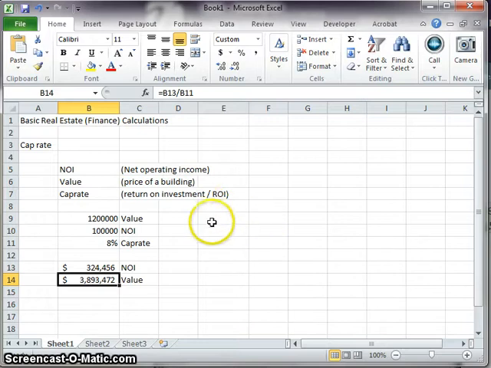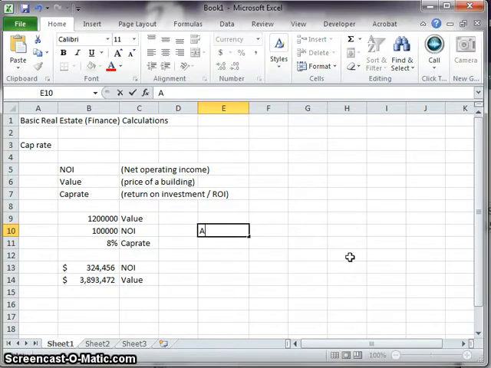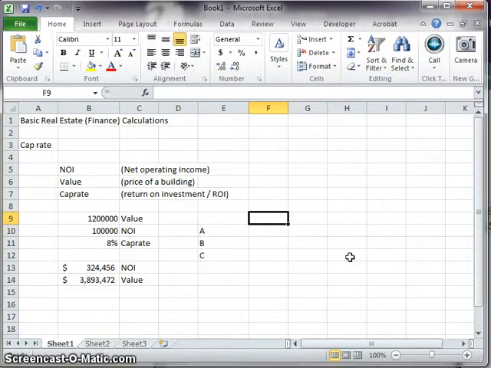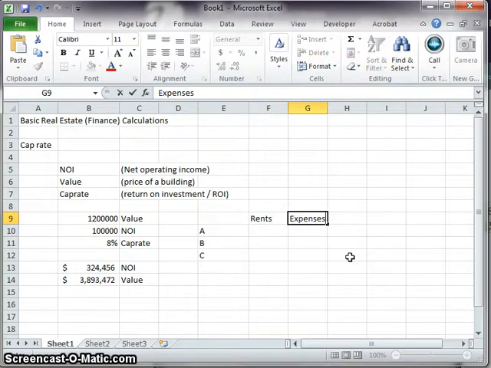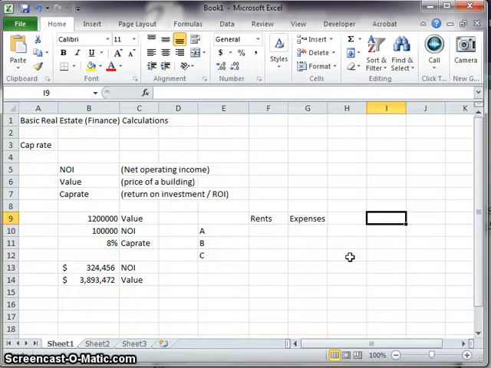So let's see how we would deal with this, where we have a couple of example sales, and we want to figure out what the cap rates are in the market, and then what that would mean for our own building. Let's say we have building A, building B, and building C, and these are ones that have recently sold. And let's say that for building A, we have NOI. Let's say that we have rents, and we have expenses, and over here we have a sale price.